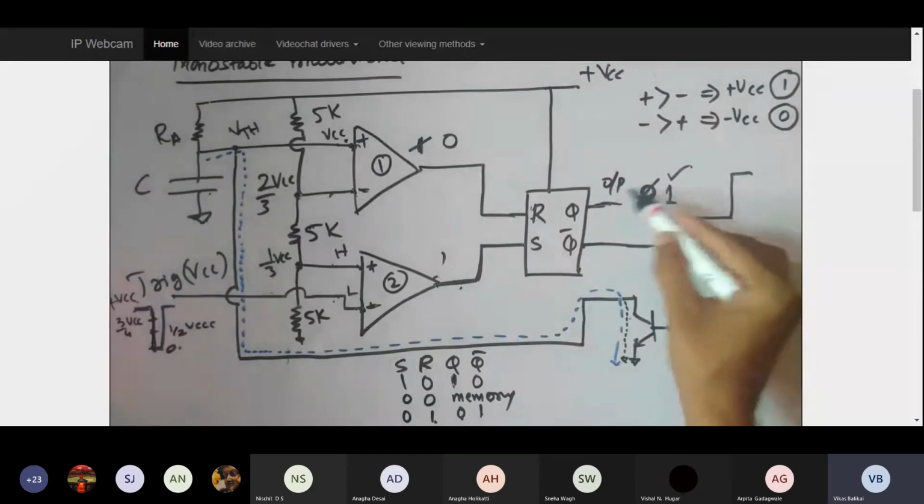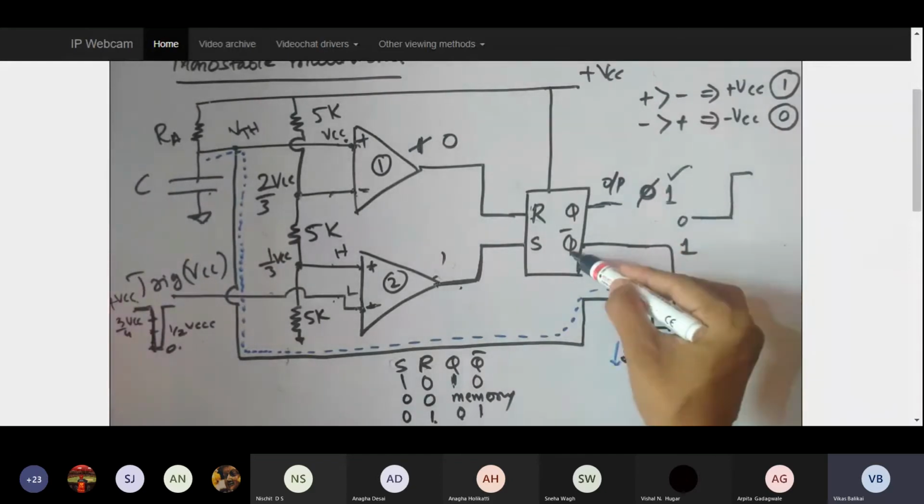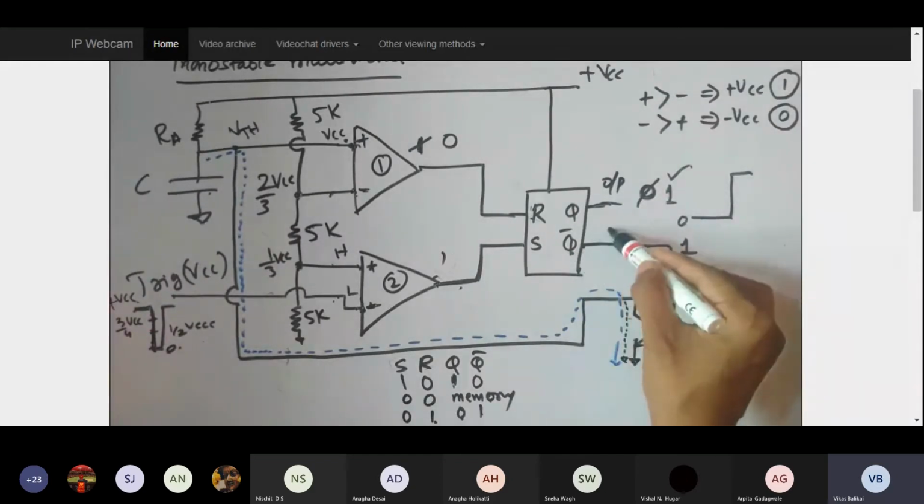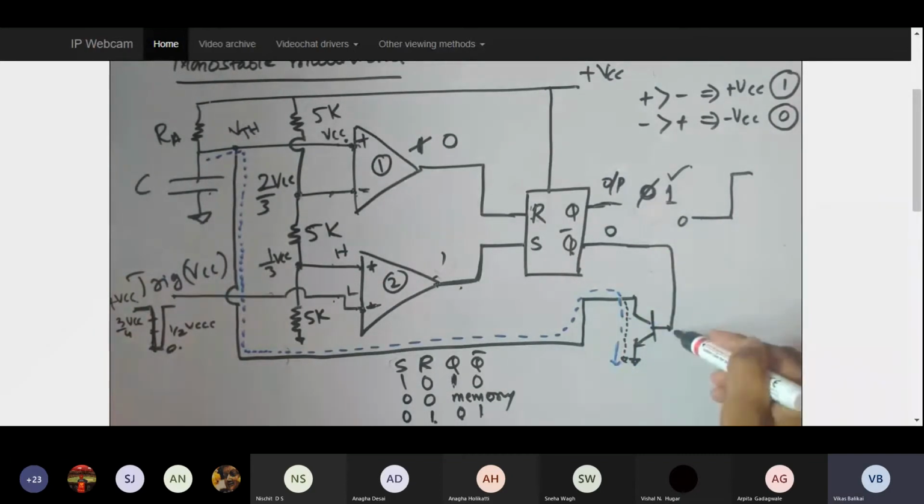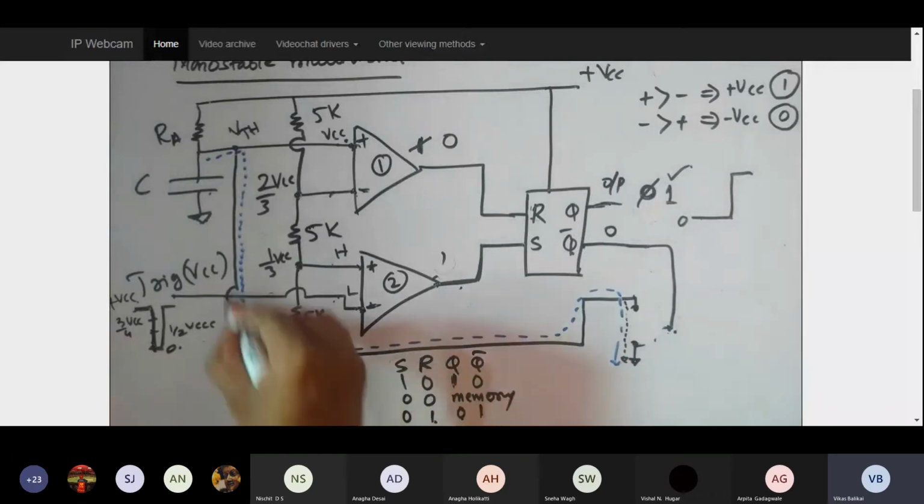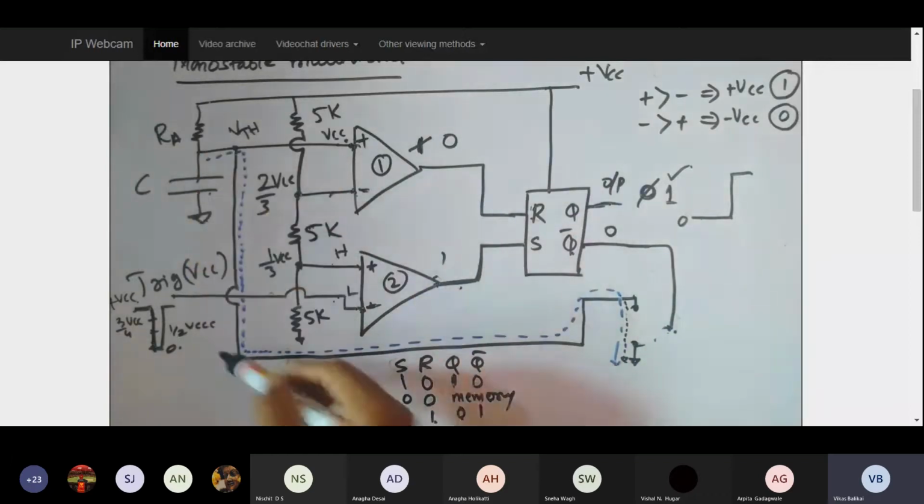So the moment Q is 1, what is going to happen for Q bar? It is going to get to 0. So this 0 means it is an open circuit, right? Base is 0, which means the transistor is off. So off, it's an open circuit, so there is no path.